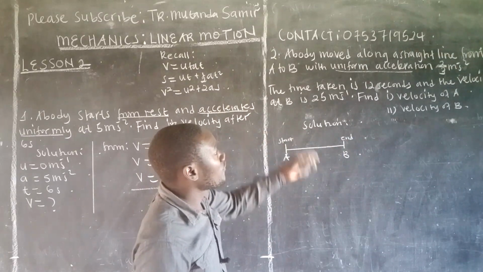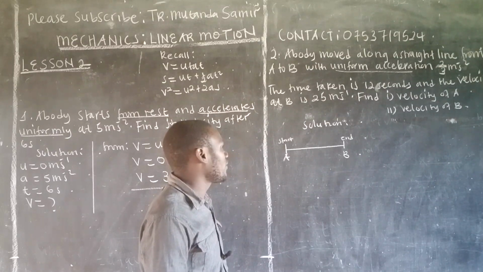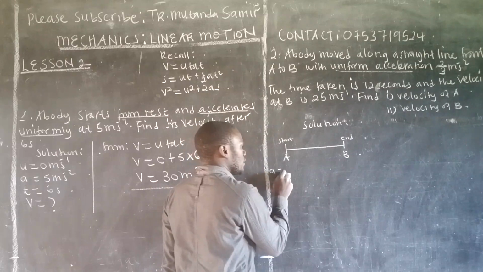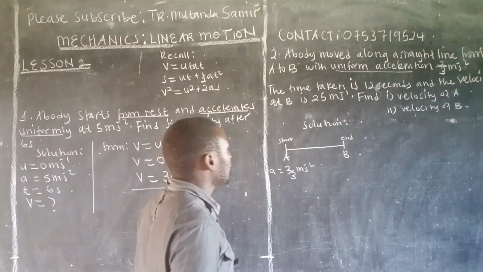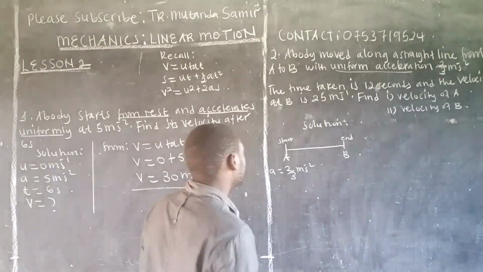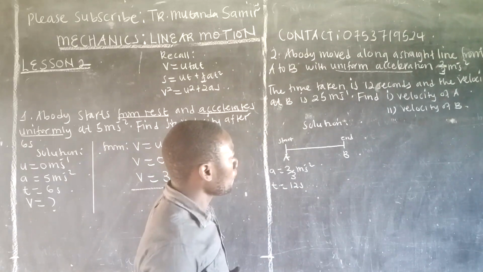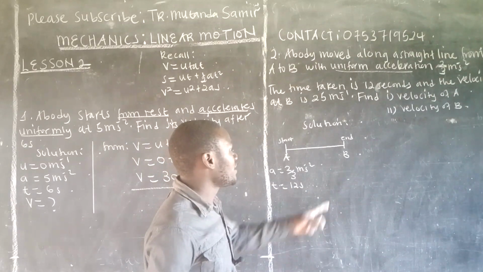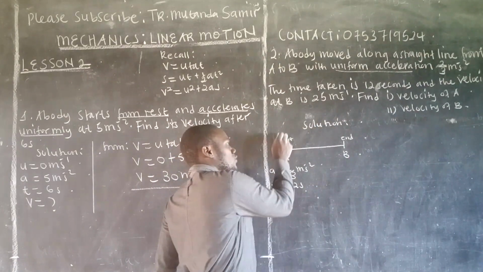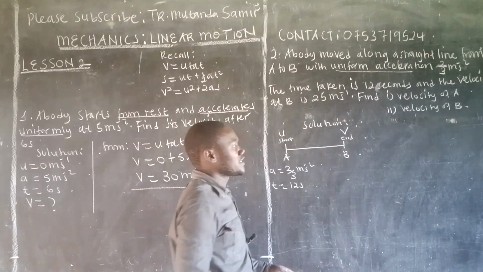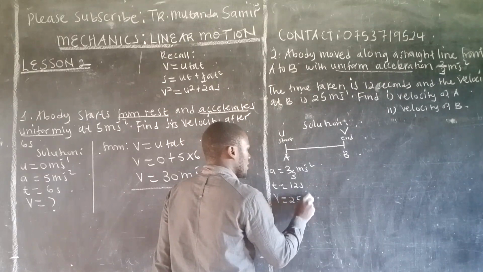Now they are saying a body moved along a straight line from A to B with uniform acceleration 2 over 3. The acceleration a is 2 over 3 meters per second squared. I'm summarizing. The time taken is 12 seconds. And the velocity at B is 25 meters per second, but B is the end point. Meaning that if A is the start, here we shall have u, and here we shall have v. So if they say the velocity at B is 25, the final velocity v is 25 meters per second.